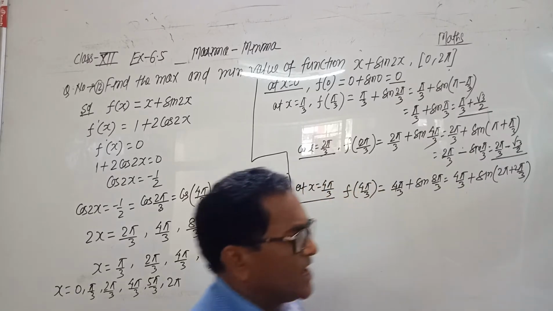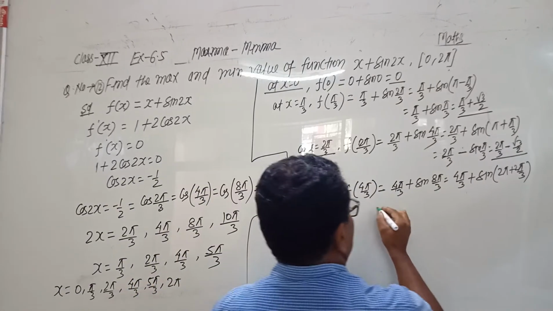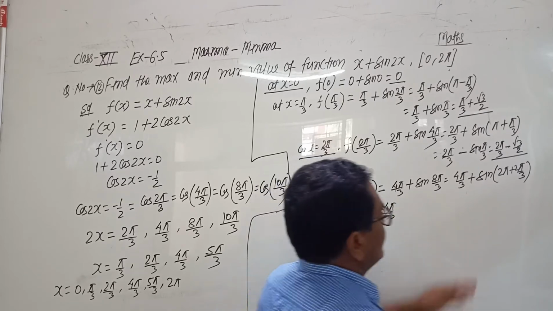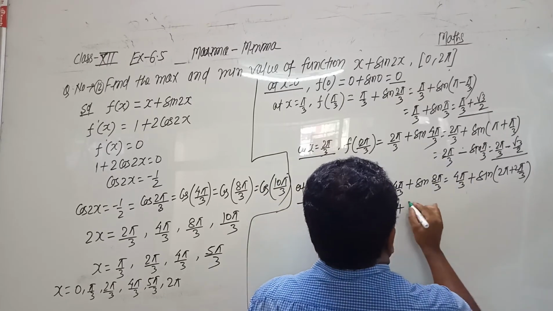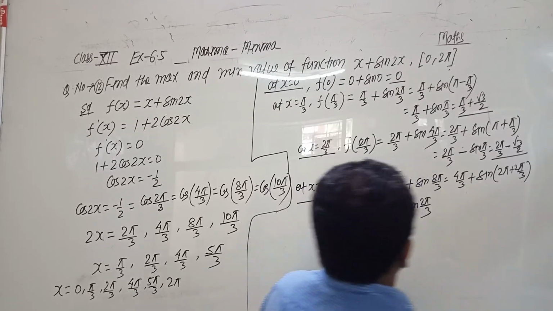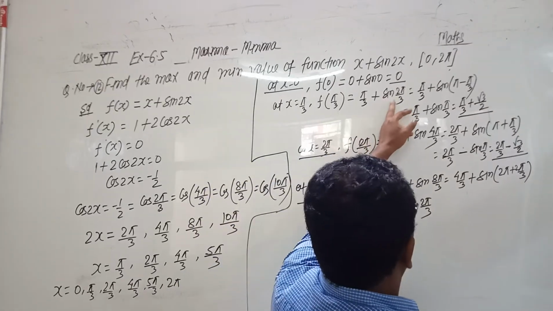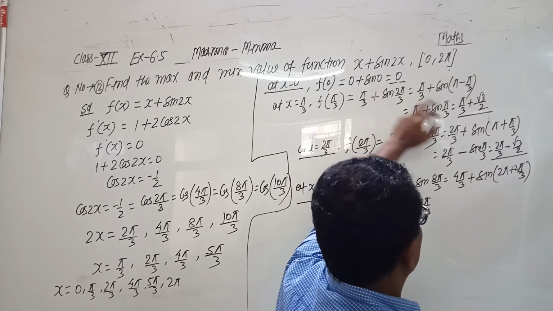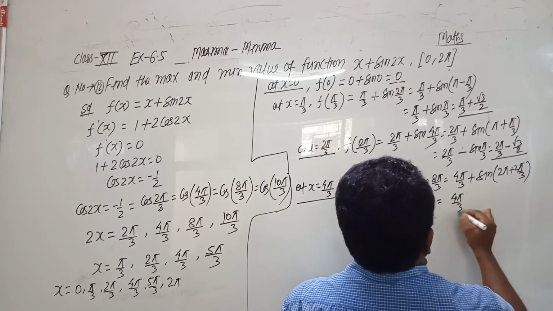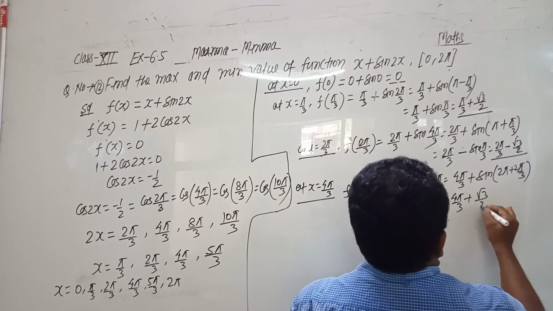This becomes 8 pi by 3 and 4 pi by 3, and sine of (360 plus theta) gives sine theta. So we get sine 2 pi by 3, and the value of sine 2 pi by 3 is plus root 3 by 2. So f of 4 pi by 3 is 4 pi by 3 plus root 3 by 3.